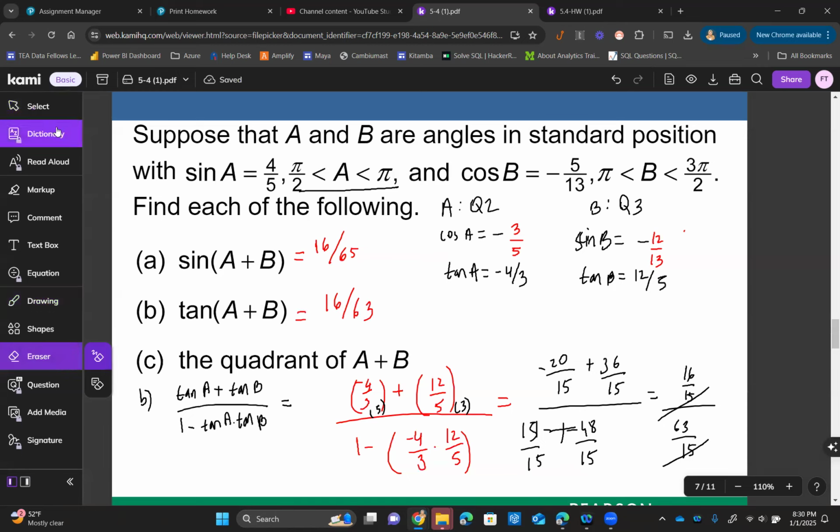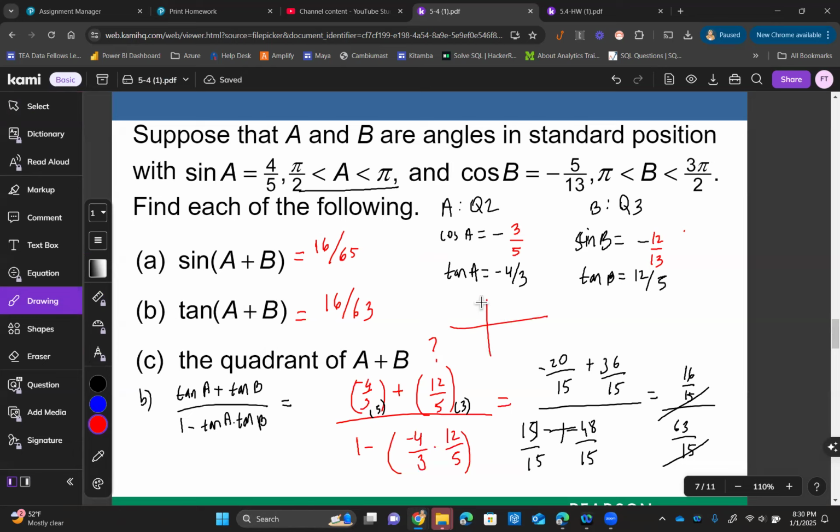Now, the next question here is, we can just erase all this work that we got here, or it can stay, I don't know. Now the third question is the quadrant of A plus B. So in order to answer this question, its sine value is positive, its tangent value is positive. If you remember the riddle I showed you, add sugar to coffee. So everybody is positive in quadrant 1. So far I have the sine value and tangent value to be positive in quadrant 1, but I doubt that A plus B is in quadrant 1 because this is a quadrant 2 angle, this is a quadrant 3 angle.